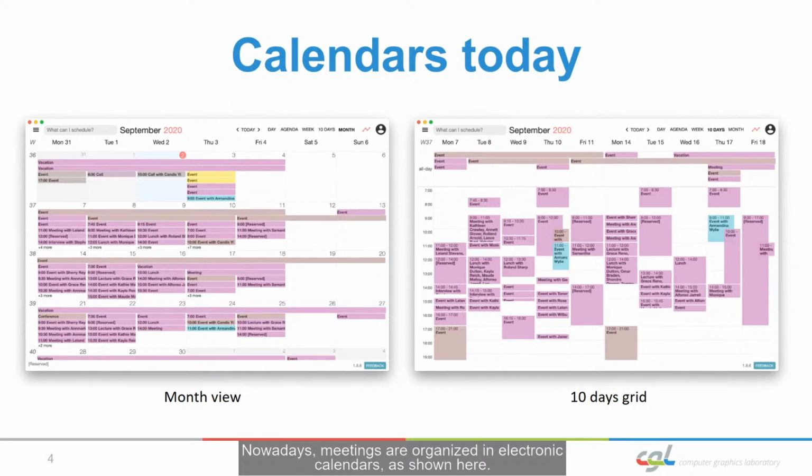Nowadays, meetings are organized in electronic calendars, as shown here. On these calendars, visualizations are optimized for the daily business activities, that is, seeing who to meet next and where to show up. Therefore, calendars offer no support for self-reflection and self-awareness about our scheduling habits over longer periods of time, which is a missed opportunity.